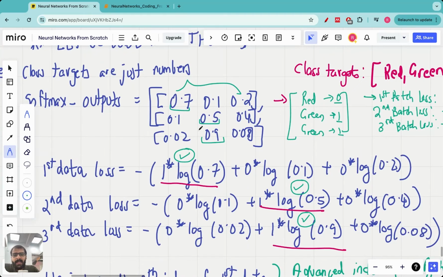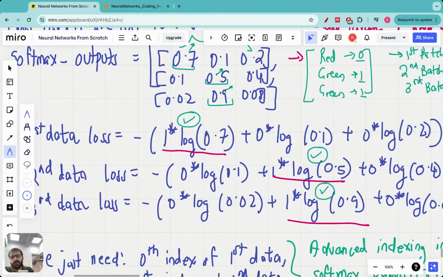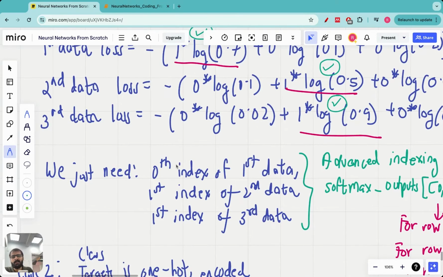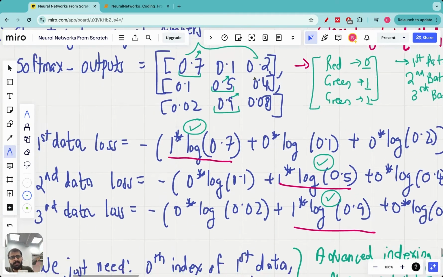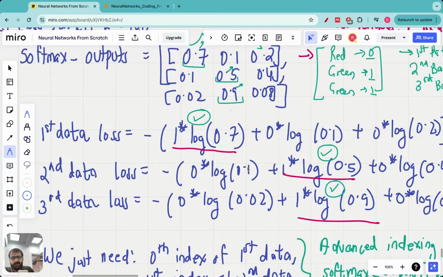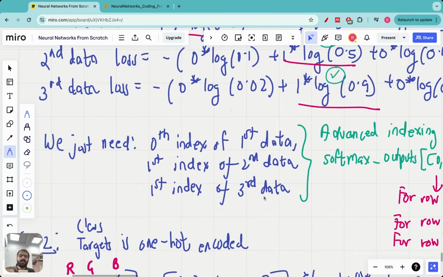If you look at this array, we actually only need the first index from the first row, the second index from the second row, and the second index from the third row. All these other indices don't matter at all. And how do we do that in Python? Python has an index system which starts from 0. So we need the 0th index of the first data, the first index of the second data, and the first index of the third data. And we just need to take the negative log of those.